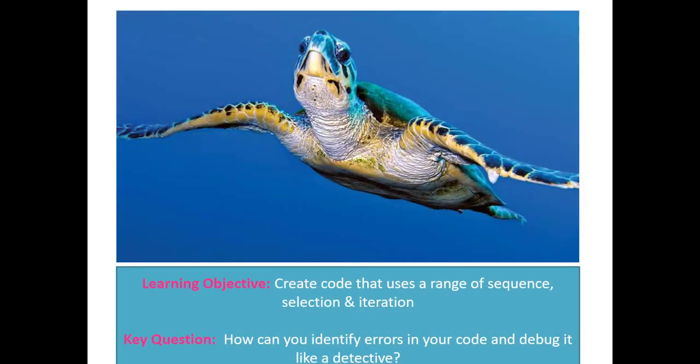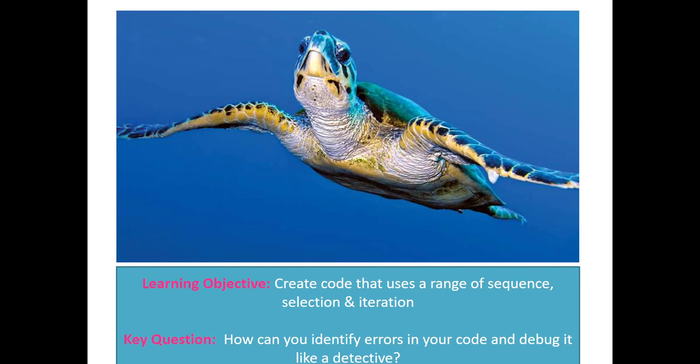Today we're looking at Turtle. We're looking at Python Turtle, not real turtles. So the objective of this lesson is for you to create code using a range of sequence, which is step-by-step, selection, which is decisions, if and if else, and iterations, which are loops. The key question is, how are you able to identify errors in your code and debug it?